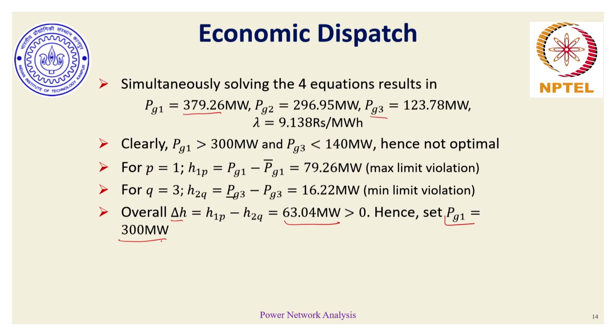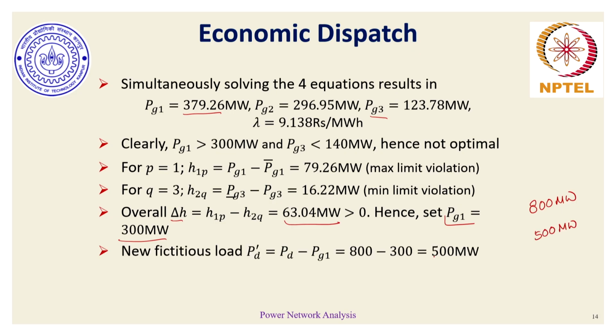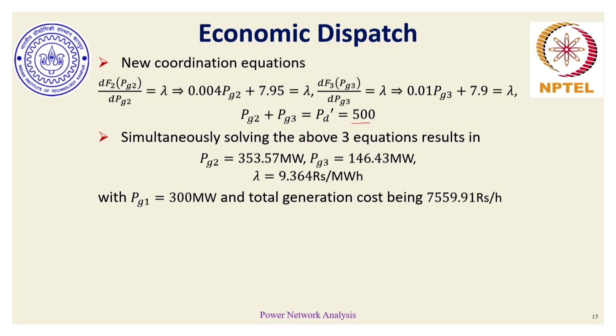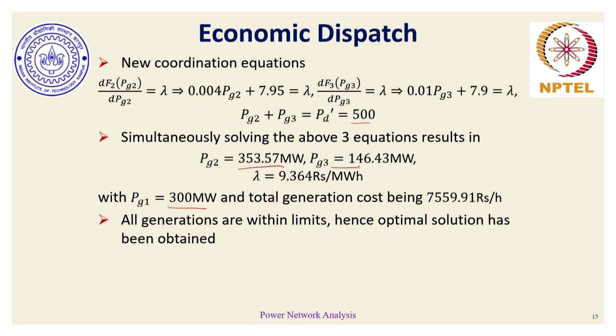Once generation PG1 is at its maximum value, the total load was actually 800 megawatt. PG1 is frozen at 300 megawatt. So essentially, the new load is 500 megawatt, which is 800 minus 300. For 500 megawatt, we again resolve our economic dispatch while not considering unit 1 to be part of economic dispatch. We are only left with 2 units. PG2 and PG3 are variable, lambda is a new variable, and the new demand is 500. We resolve these for 3 unknowns, and it happens that PG1 is 300 megawatt, PG2 and PG3 are within their limits. Total cost of generation is 7559.91 rupees per hour. Optimal solution has been obtained.